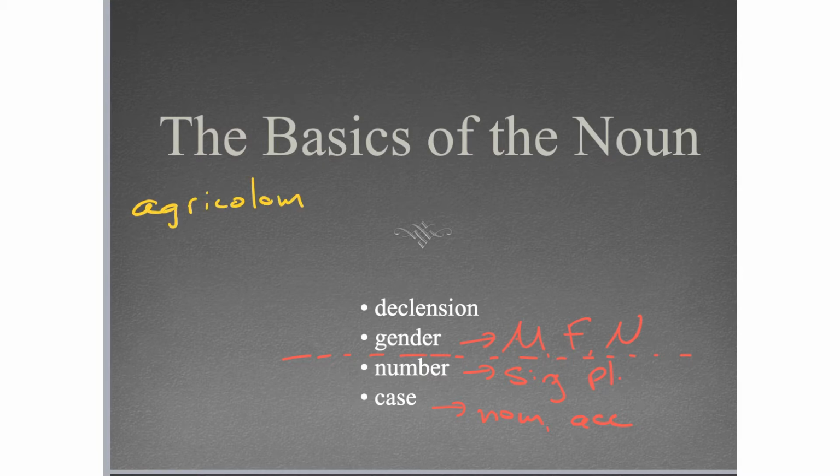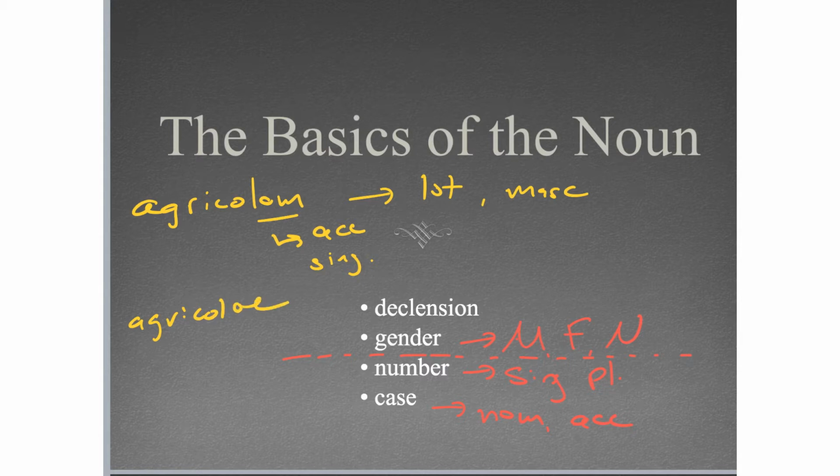So in other words, if I have agricolam, that is always going to be first declension, that is always going to be masculine. This am ending means that this particular form is accusative and it is singular. Accusative, of course, is its case, and singular is its number. If I have agricolae, it is still first declension and masculine. Those are constant. But with that ae ending, it is going to be nominative and it is going to be plural. And I just know that because ae is the nominative plural ending.